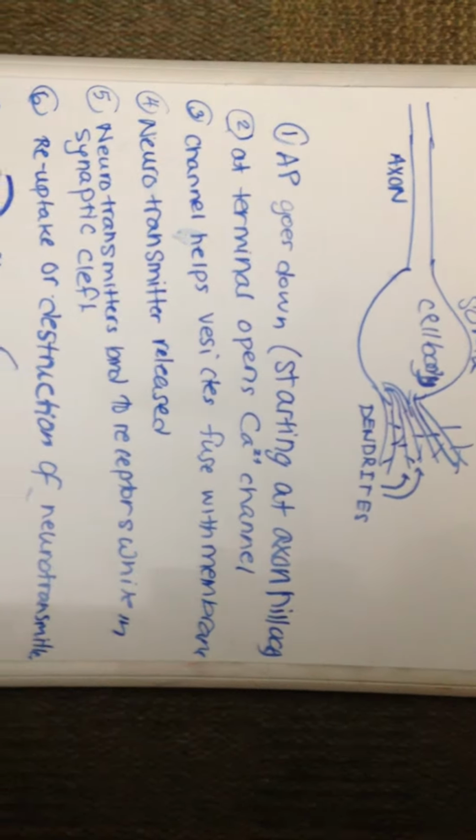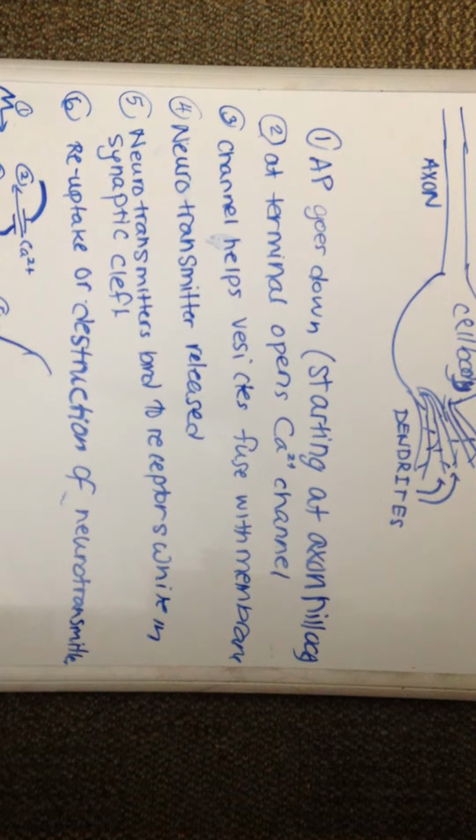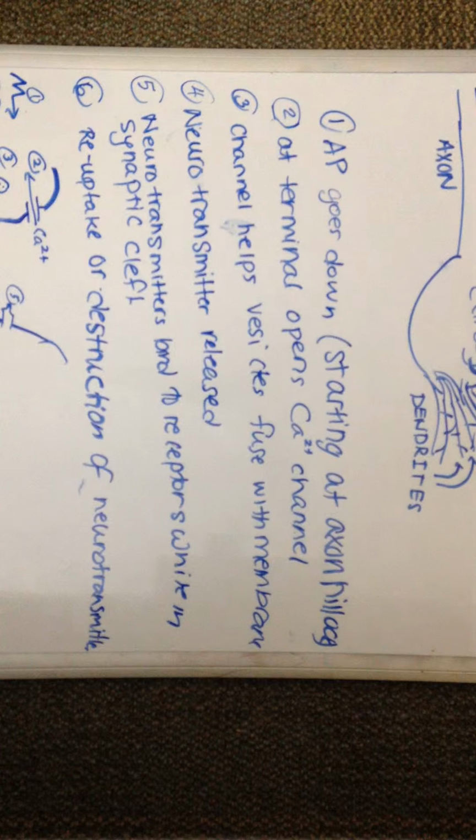So this is the 6-step process to how the action potential gets transmitted from one cell to the other.